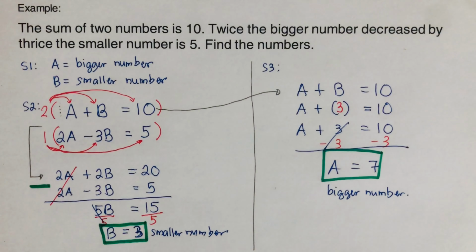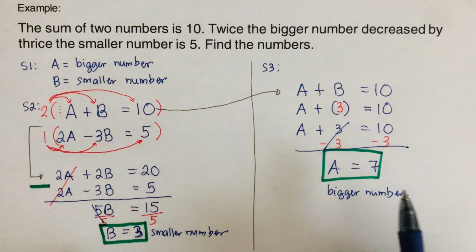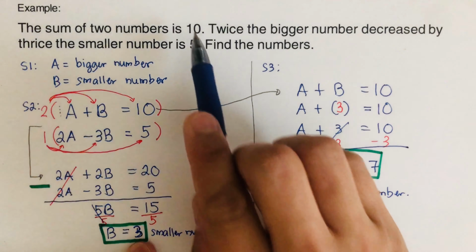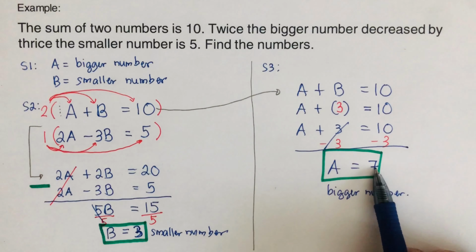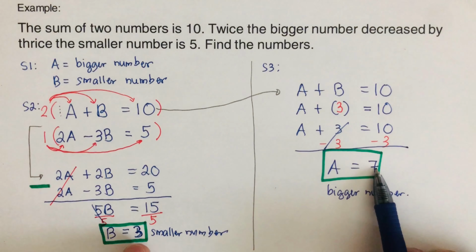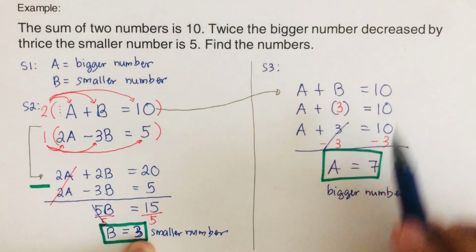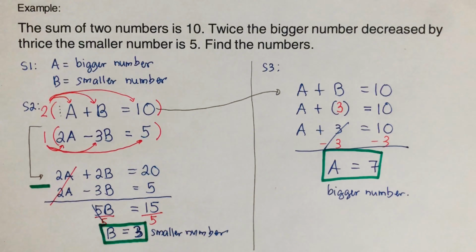Okay, and this makes sense, because if we go over the statements here, the sum of the two numbers is 10. So 7 plus 3 is 10. Twice the bigger number, so twice of 7 is 14, decreased by thrice the smaller number. Thrice of 3 is 9, so 14 decreased by 9 is 5. So these two values make sense. Did you get the same answers as this?